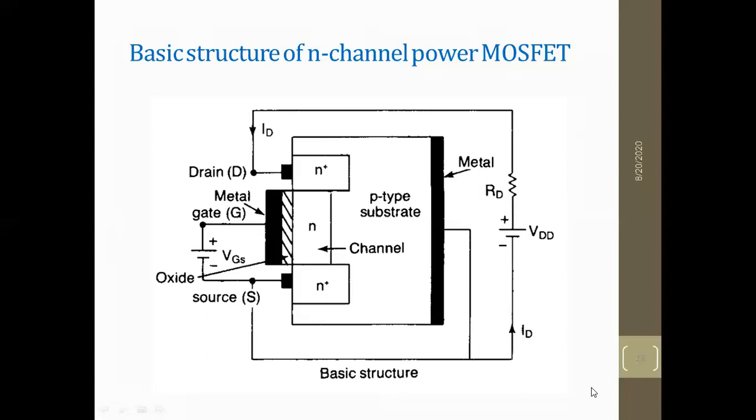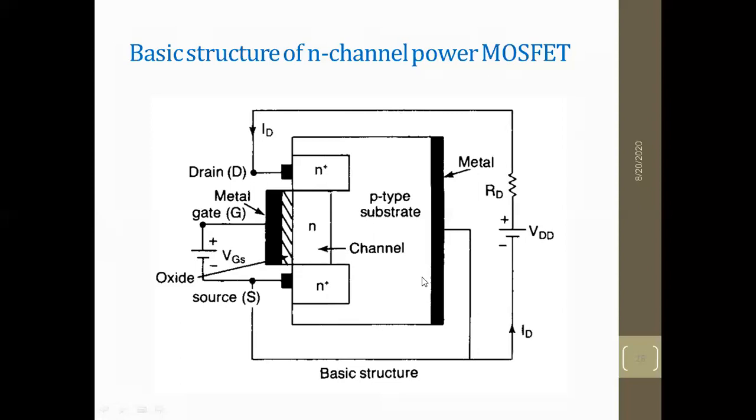Suppose VGS is made more positive, the channel becomes wider within the P silicon substrate, the RDS value reduces, and thereby the ID current increases. These are the two conditions which we observe while making VGS more positive and more negative, that is forward biased and reverse biased, by changing the supply voltage VGS between the gate to source terminals.